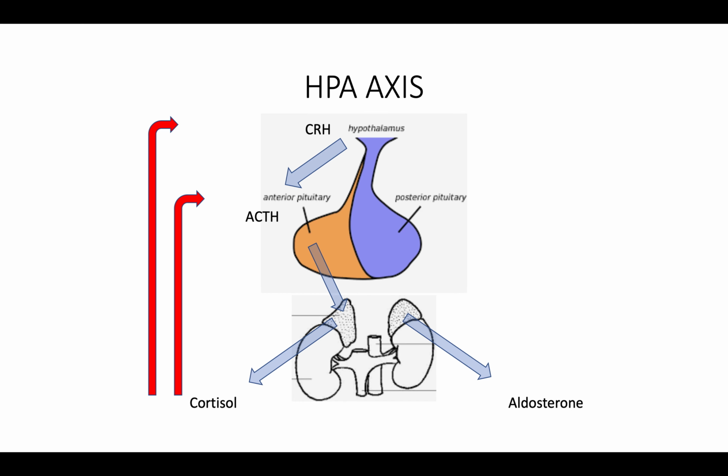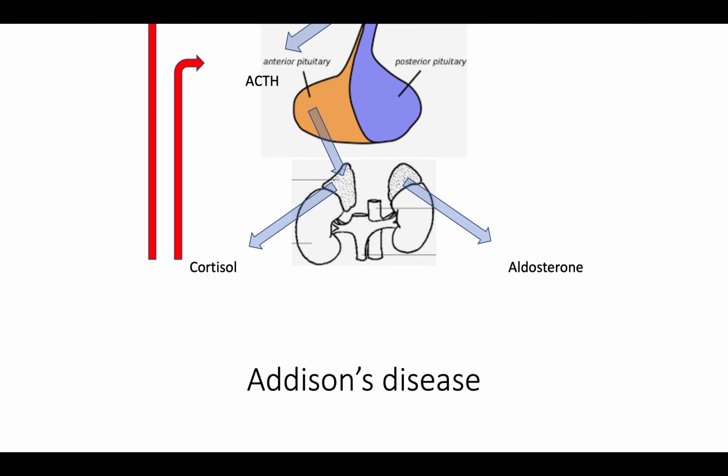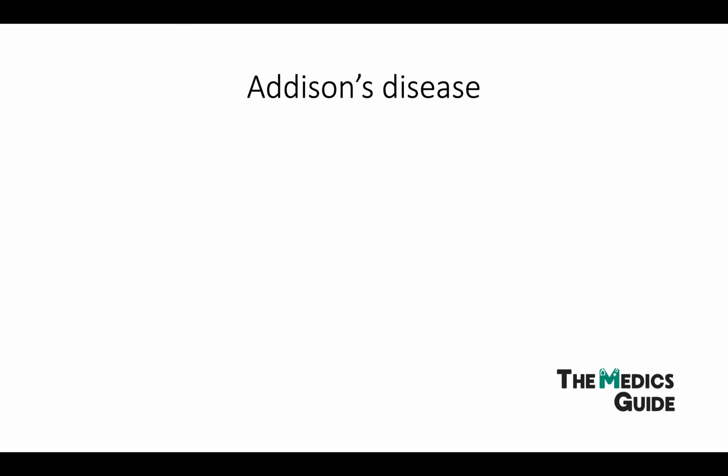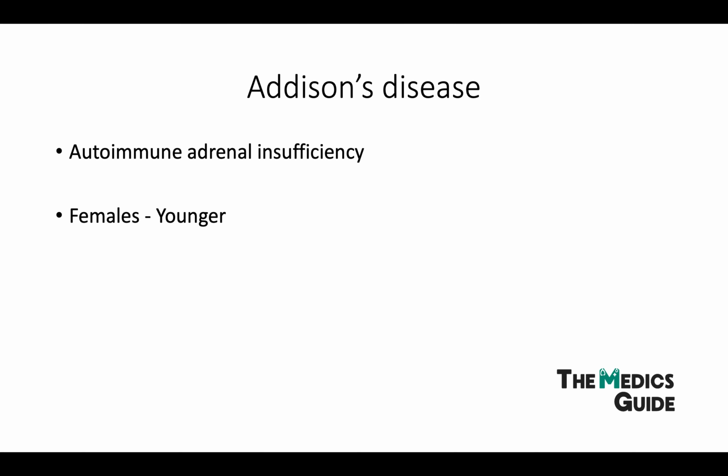a reduction in potassium. Now, Addison's is an autoimmune condition in which destruction of the adrenal glands results in reduced cortisol and reduced aldosterone being produced, and it's the number one cause of primary adrenal insufficiency. It's also most common in women around the age of 20 to 40.